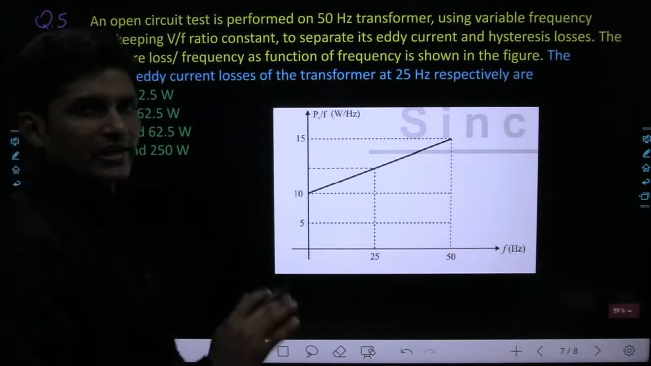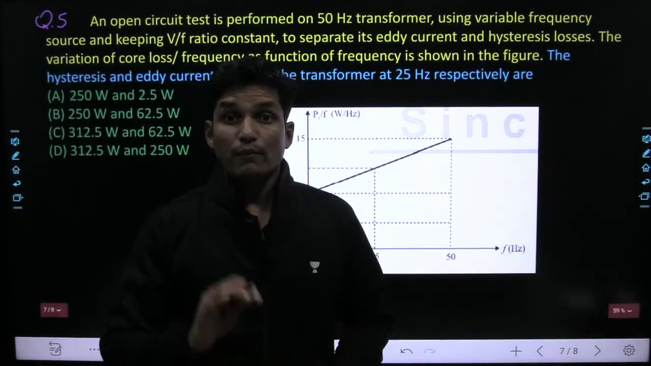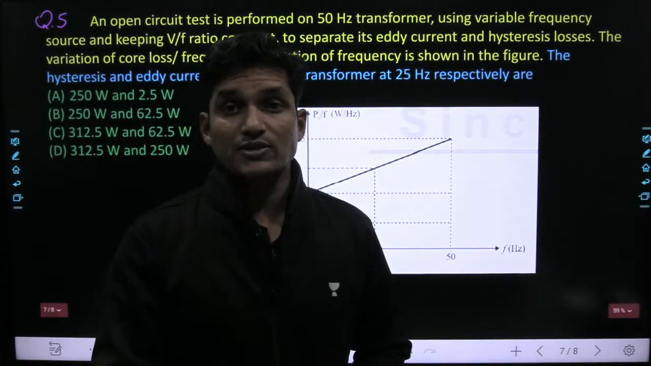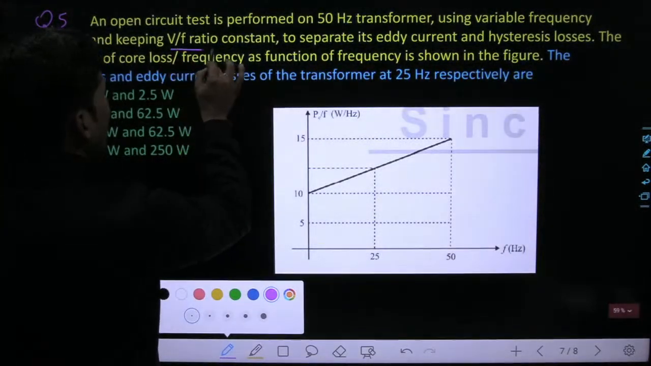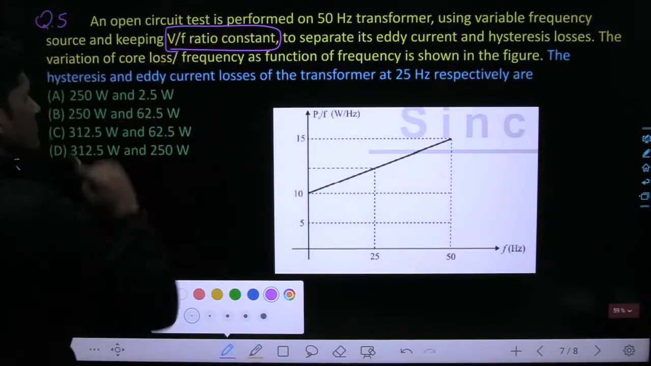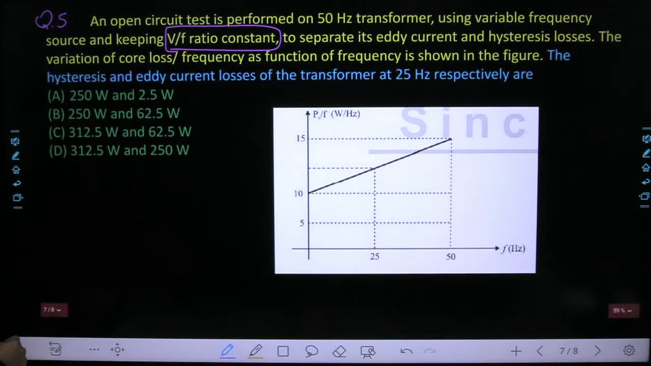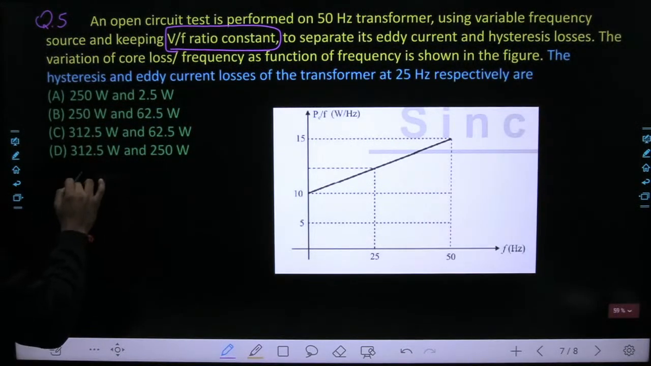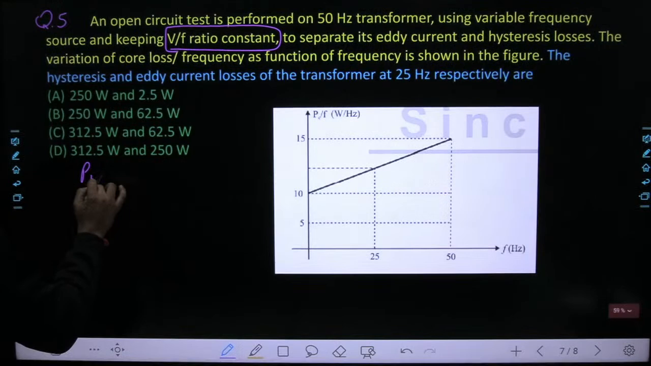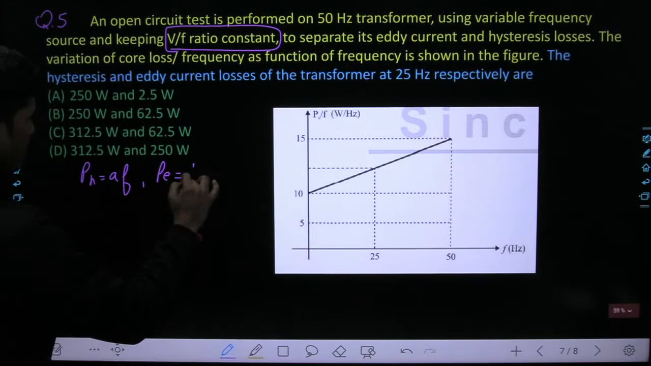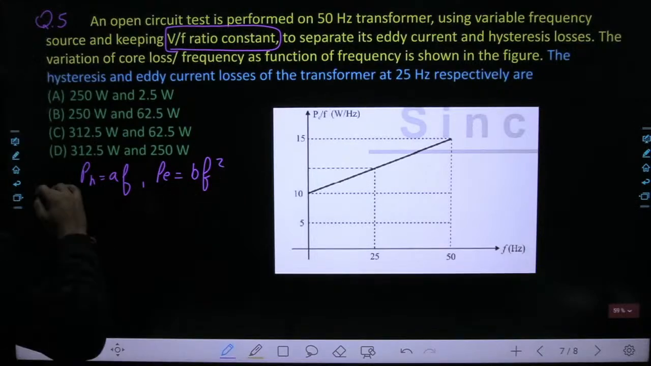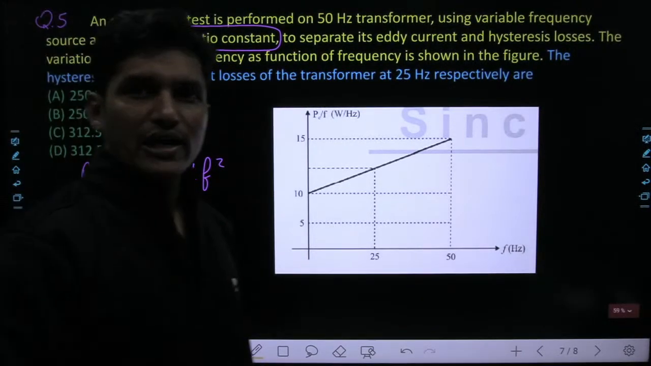In this particular question, it is also a question of core losses, but it is already specified in the question that the ratio of V/F is kept constant. If the ratio of V/F is kept constant, that means hysteresis loss is directly proportional to frequency and eddy current loss is directly proportional to frequency square. In this equation, A and B are constants.